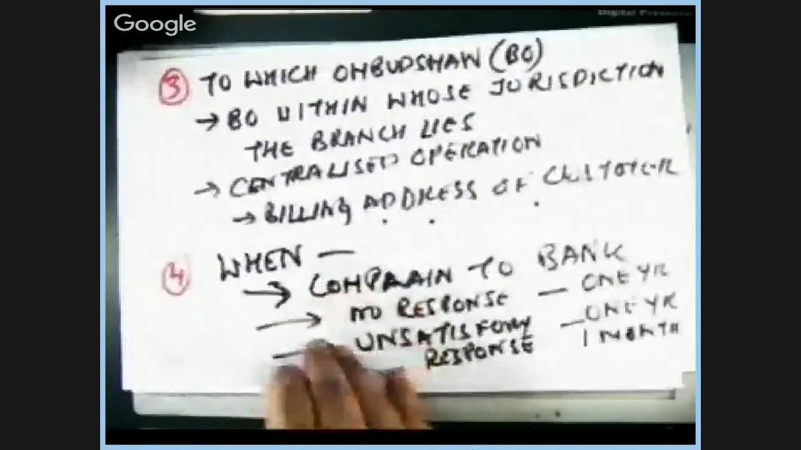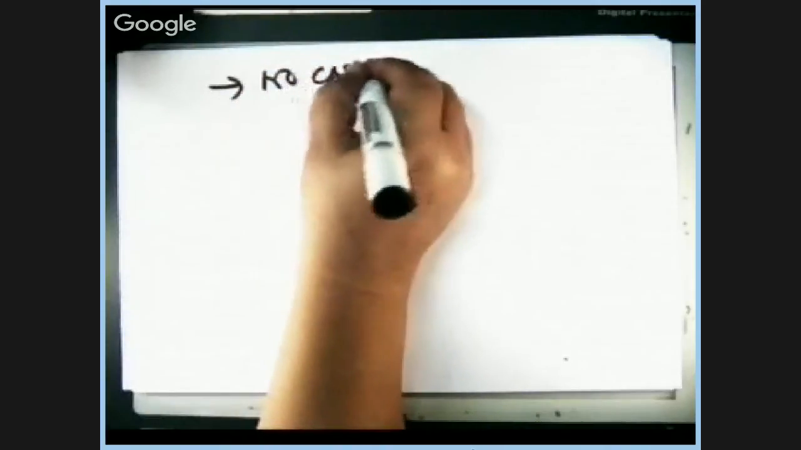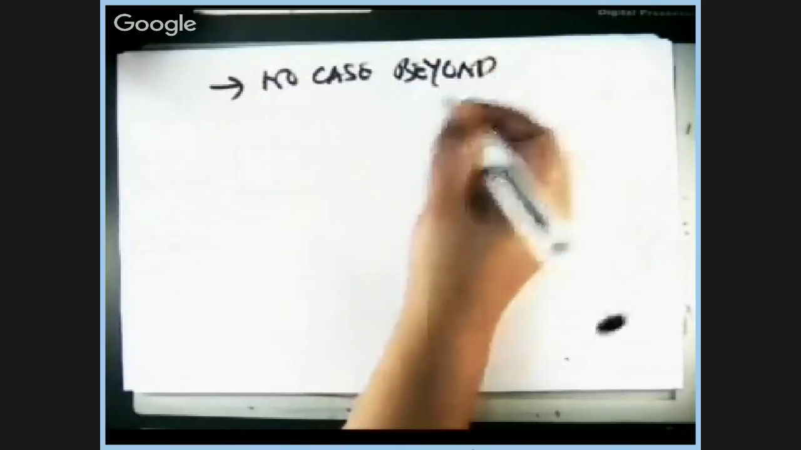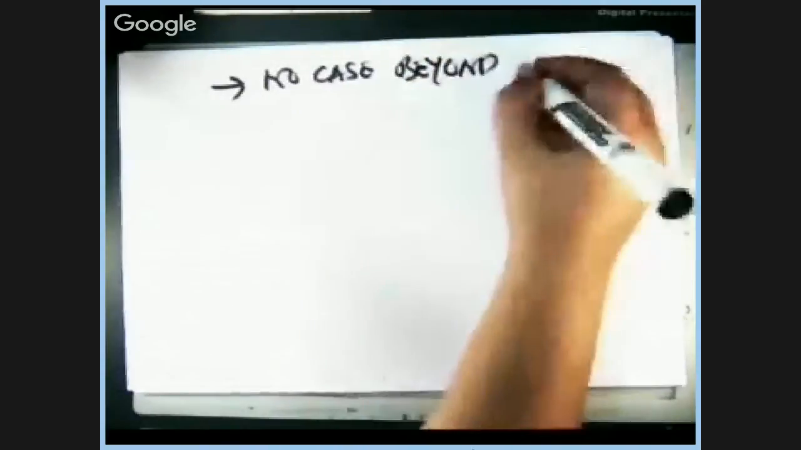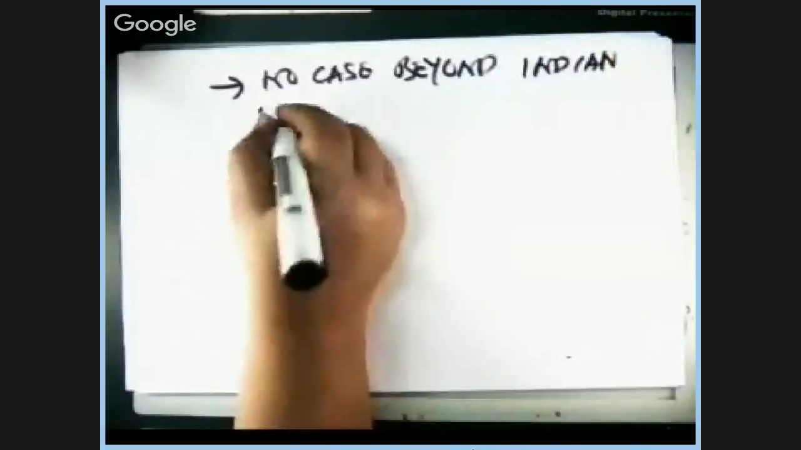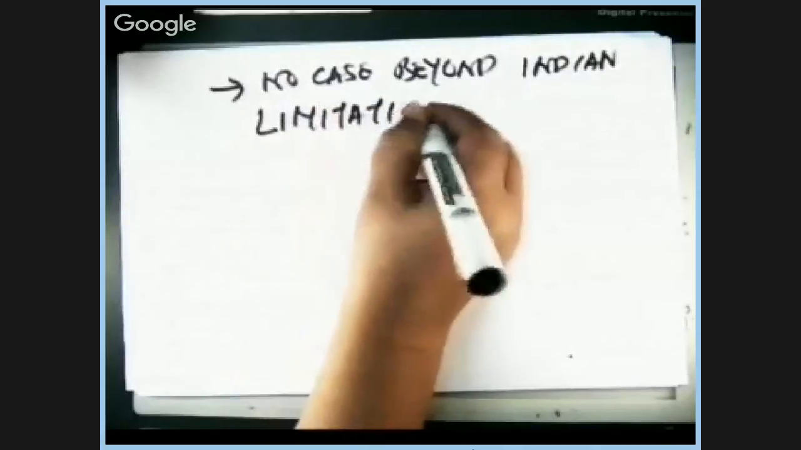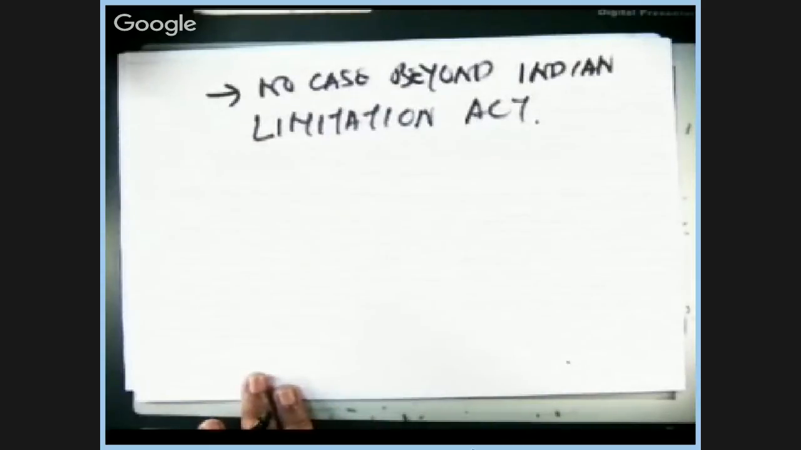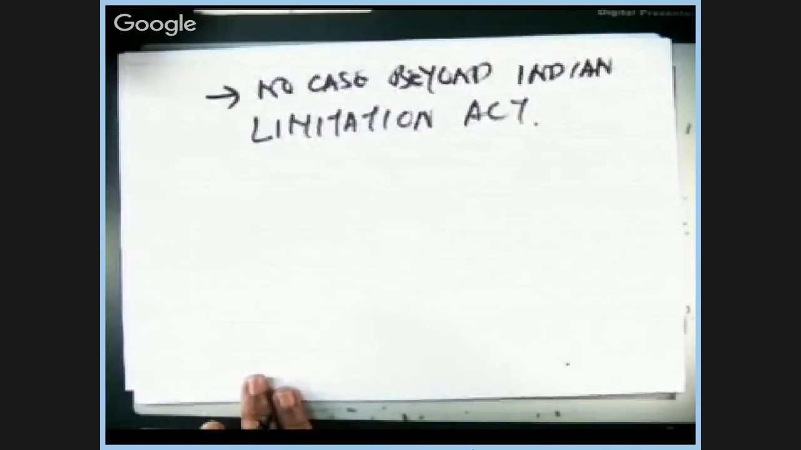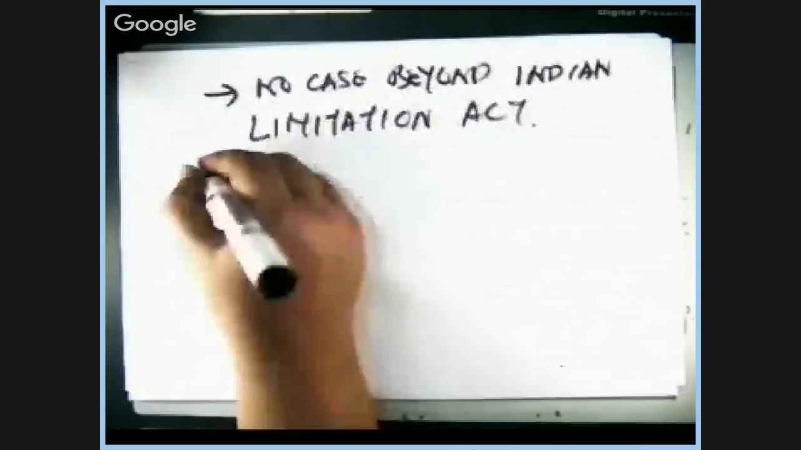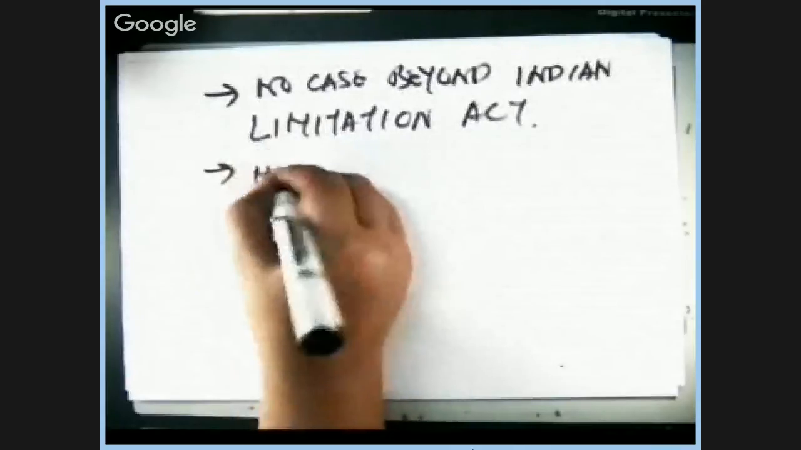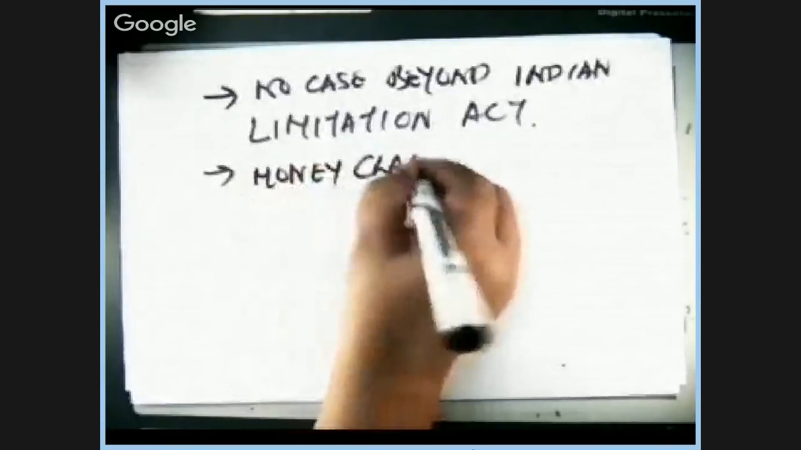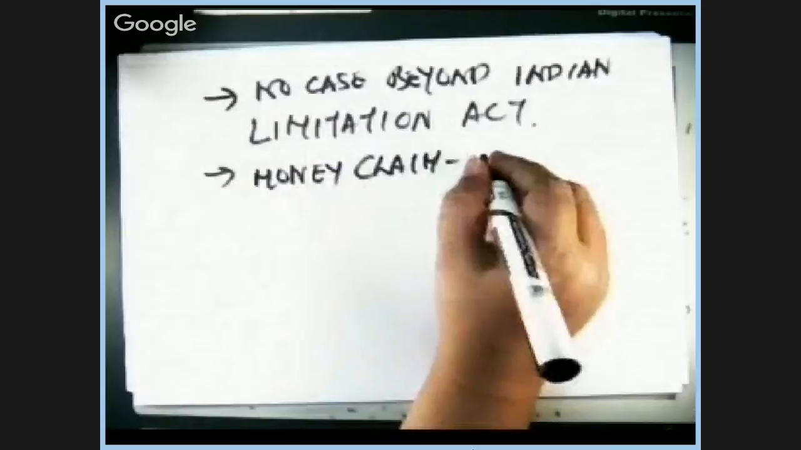There's another point to this, question number 4. That is, in no case should be hit by no case beyond Indian Limitation Act. Okay, what does this mean? As per Indian Limitation Act, if you have a money claim on anybody, then you have to take legal action.